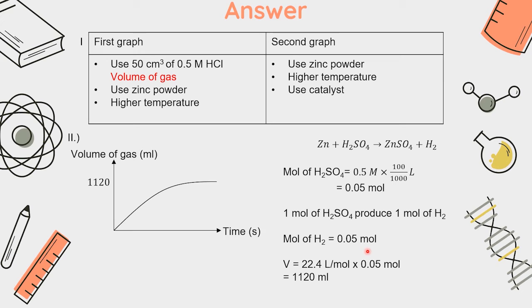And since the reaction is carried out at STP, to get the volume of the hydrogen gas, again we multiply the mole of hydrogen gas by 22.4 liters per mole, and so we get 1120 ml of hydrogen gas. Then we can construct the graph here, where you can see that the volume of gas formed is 1120 ml.